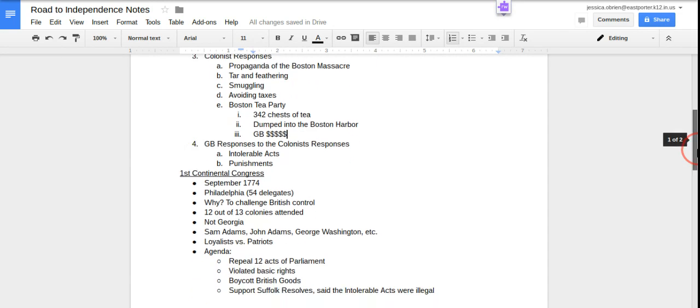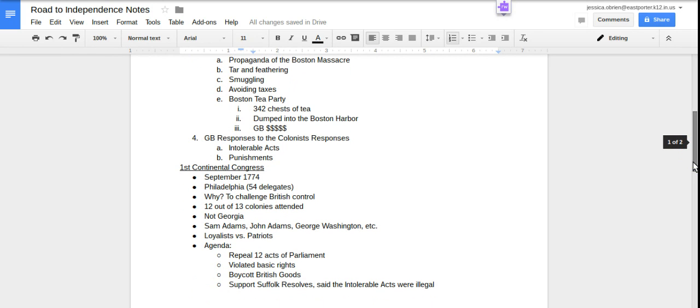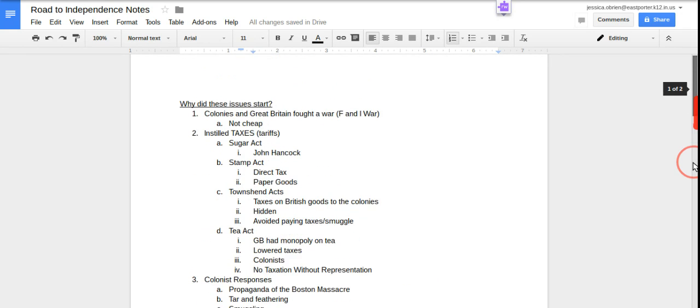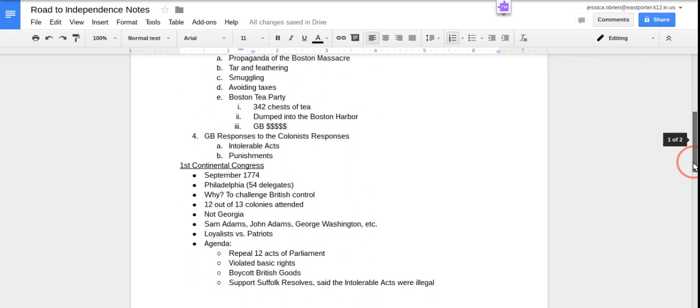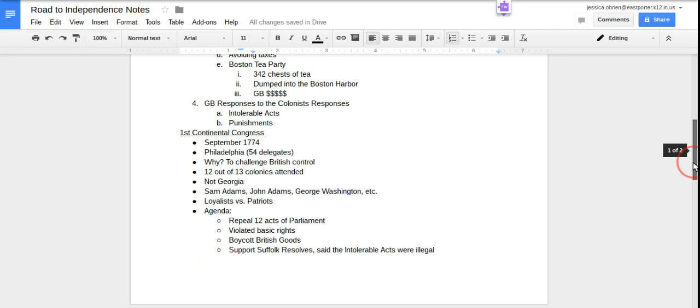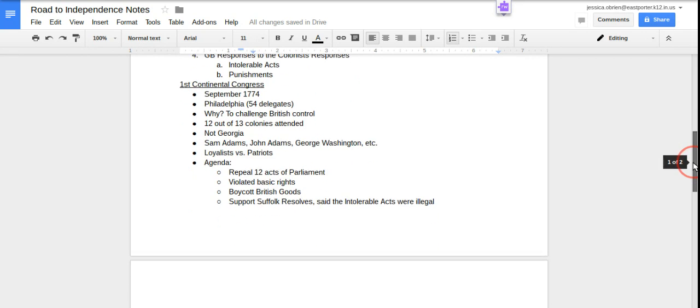So number 4, they respond. Okay, and they respond with the intolerable acts or the coercive acts. Think of these as like punishments. Okay, I'm not going to go into detail with the punishments because you guys just looked at them with your newspaper. But you do need to be aware of what those consisted of and why they were punished, right? What were the punishments, the purpose, who did it affect, why did Great Britain instill it? And we just went over a lot of those answers, okay?